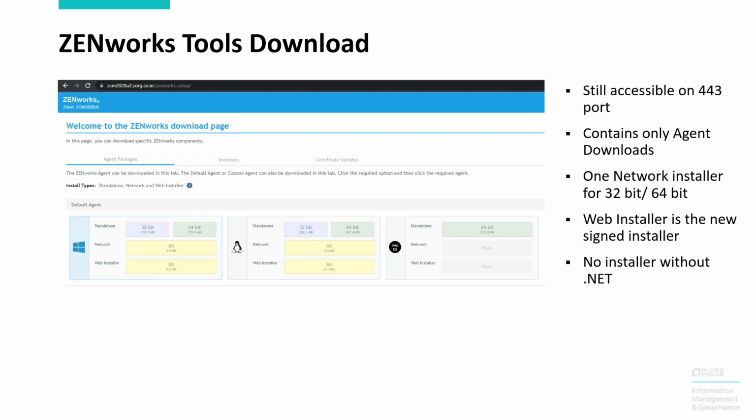So what do we do with the ZENworks setup page? Well, the ZENworks setup page is still available through the normal ZENworks setup. There's a slight difference though. Now it will only show you the agents that are available and will not show you the download of tools anymore. On the download page, you always had the ability to get to the helpers. Those are now available through the admin interface. The ZENworks agent is still on the ZENworks setup page, so you can download the agents from there.